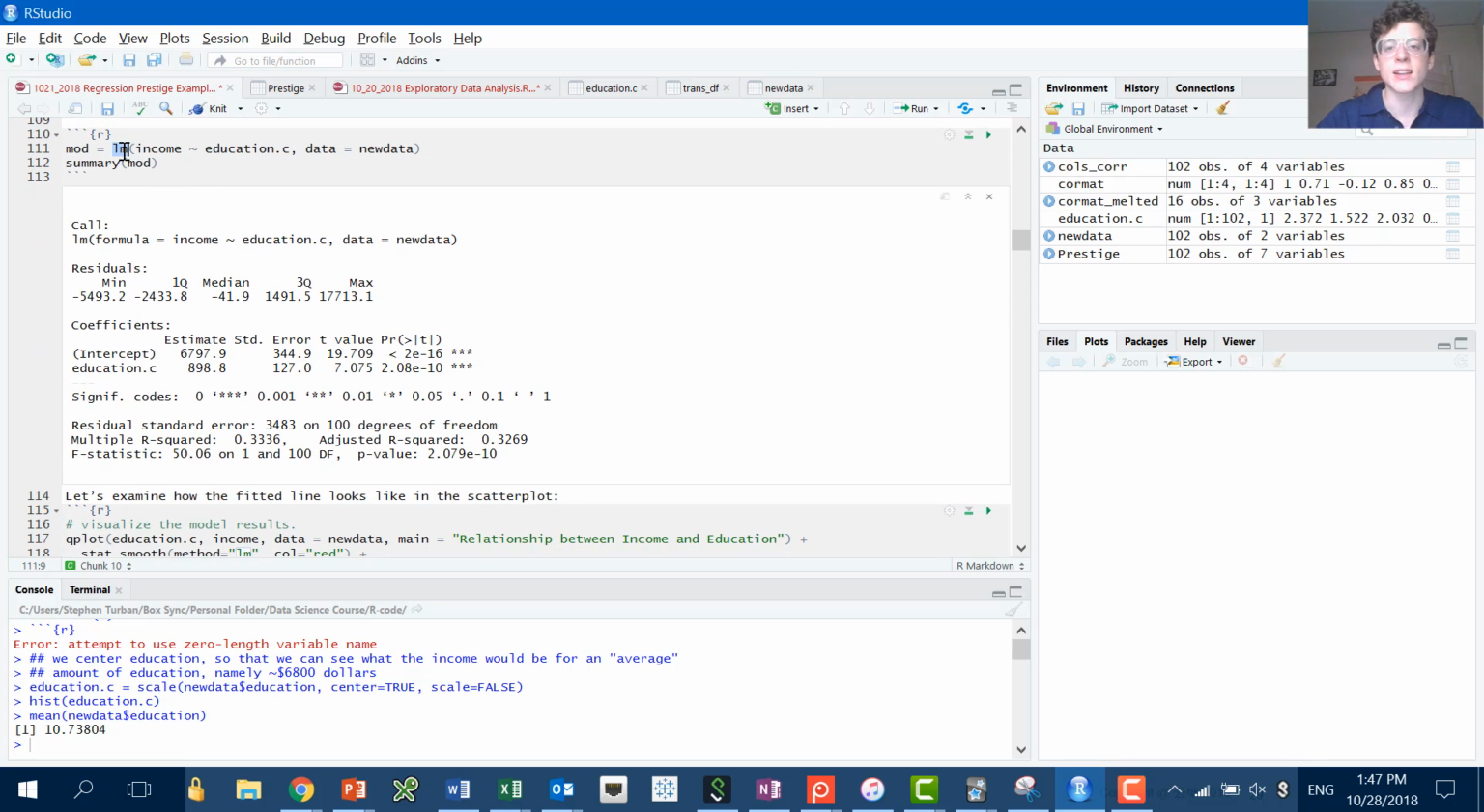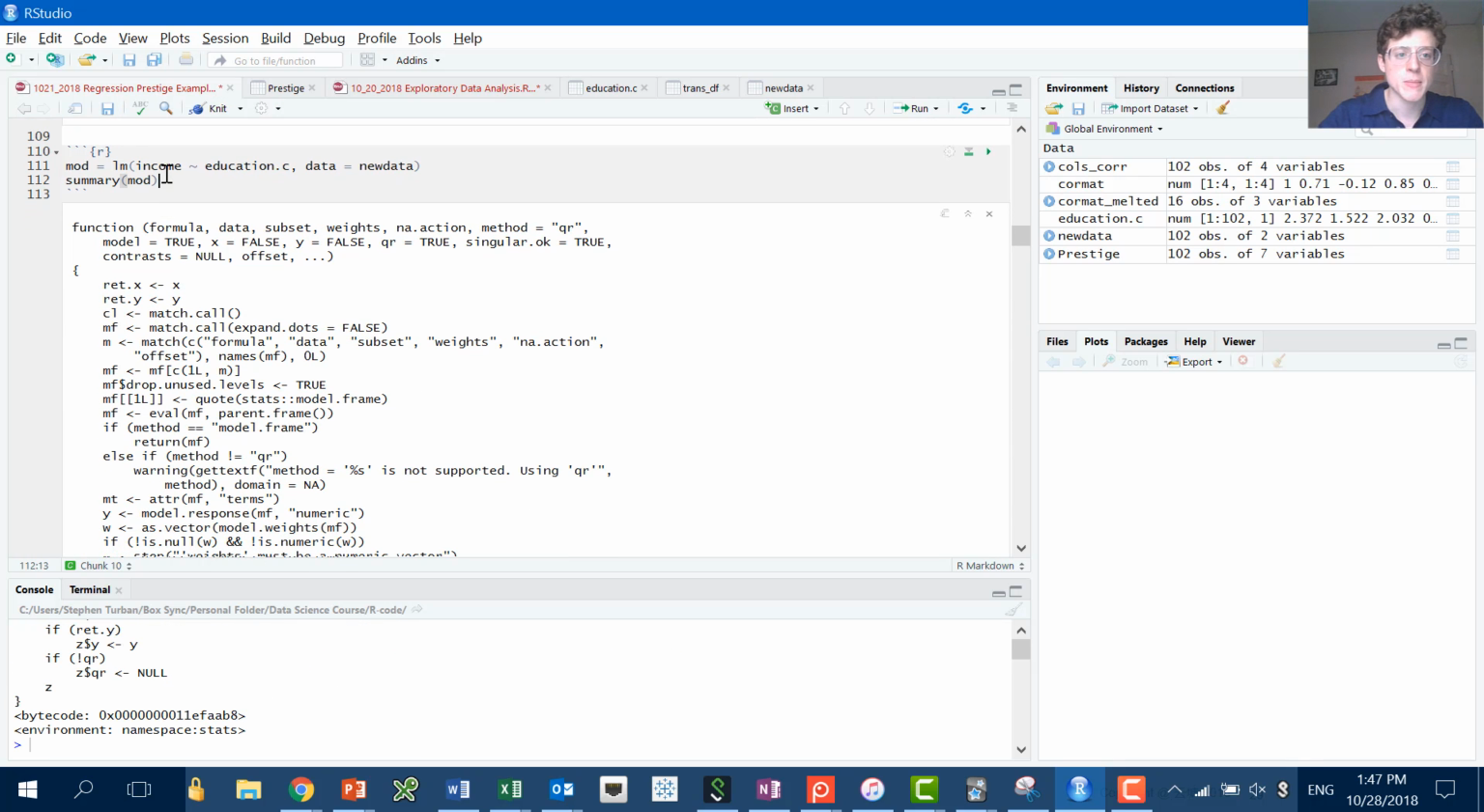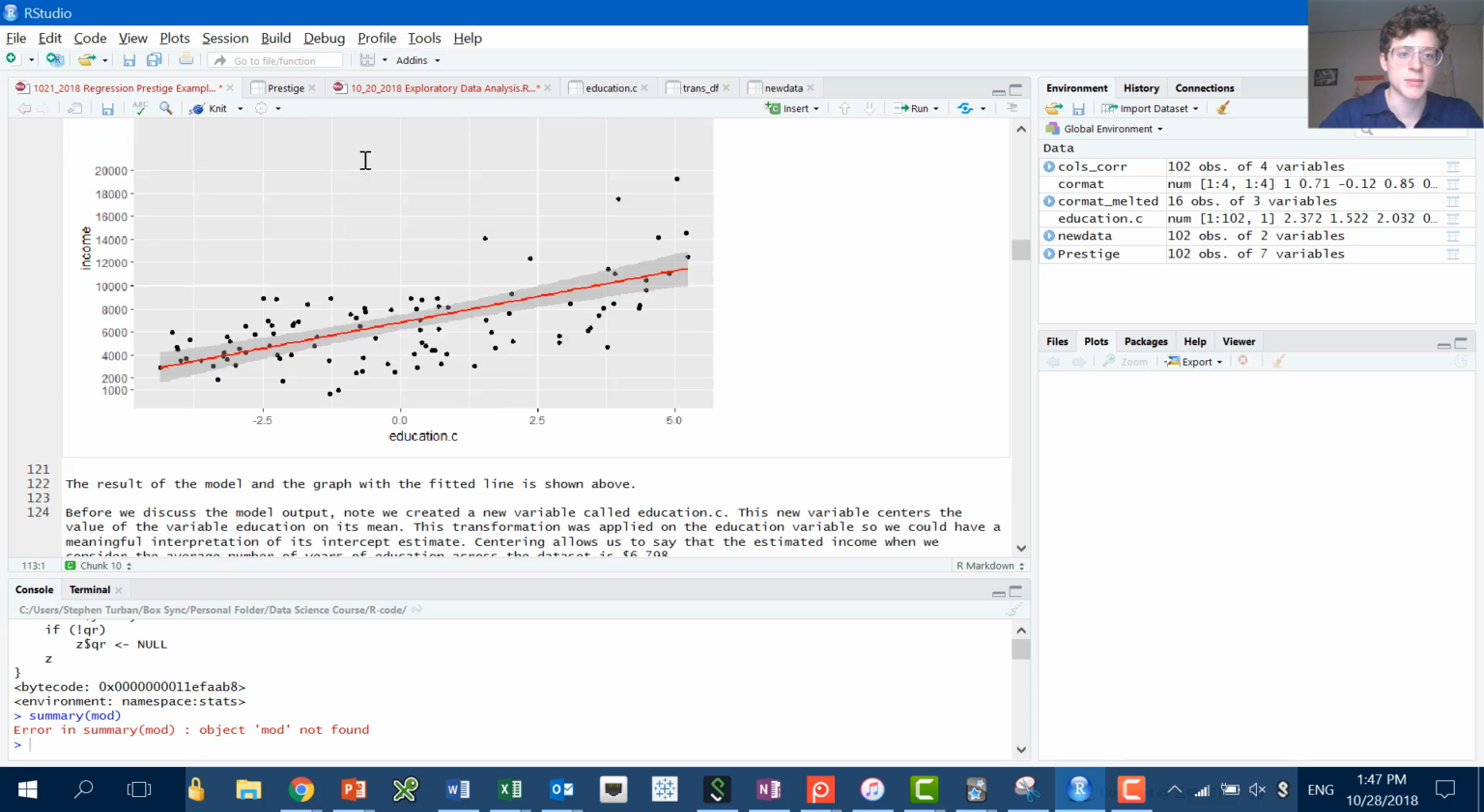And here, LM. So LM is a function in R used to do linear regression. This is one of the easiest ones you'll find. So I just did it. I'm predicting income, which goes before the squiggly line, and then I'm using education, centered education, and the data is new data. And then you just do a summary of that object that comes out.